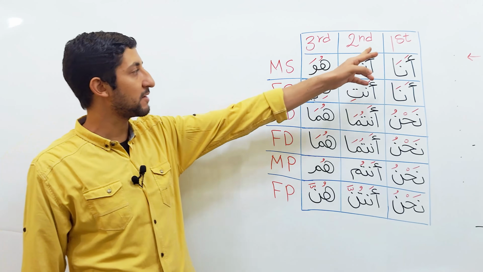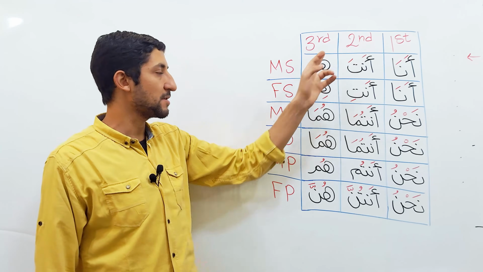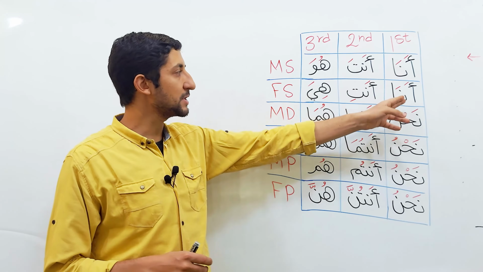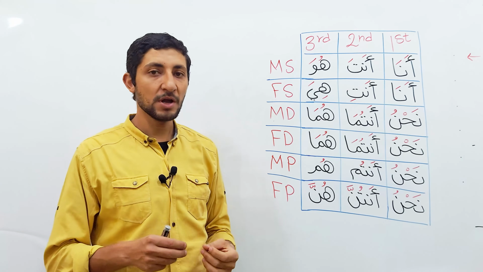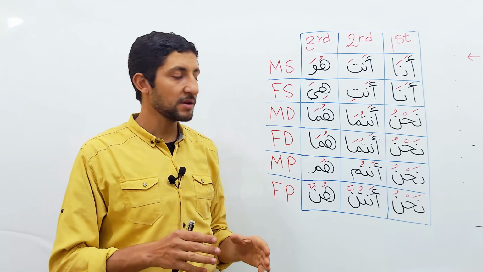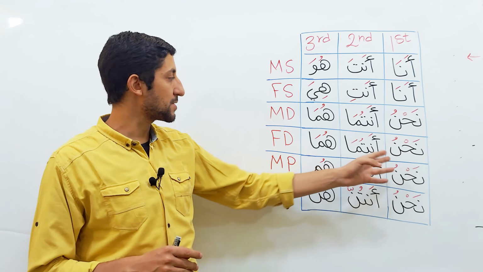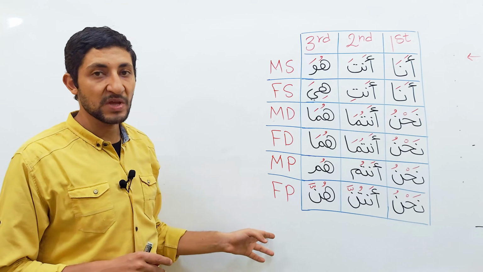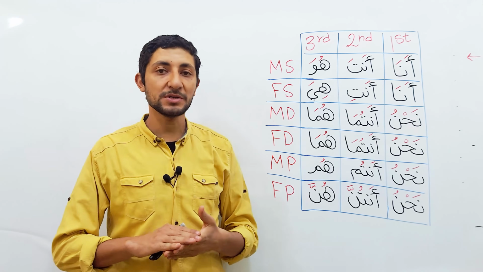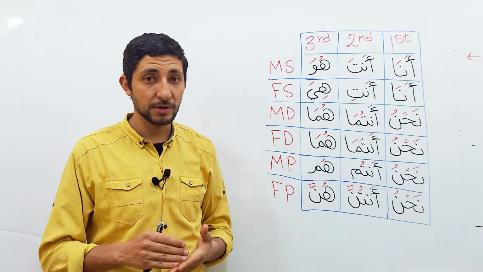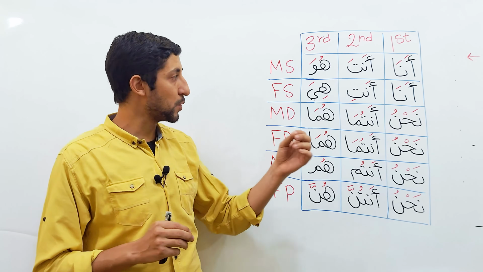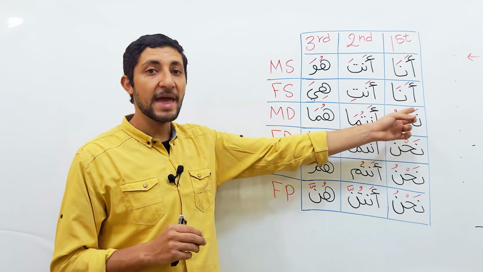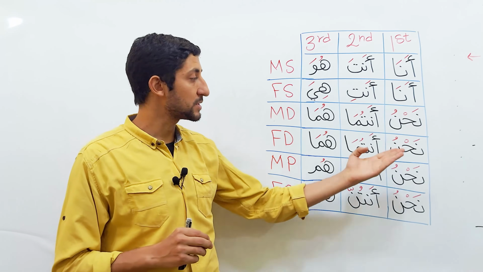And also we have first person, second person, and third person. For first person, we have only two, أنا and نحن. أنا is used for the singular, whether masculine or feminine, and نحن is used for both dual and plural. So in first person, we don't need to look for gender. As long as we check the number, it's okay. If it's 1, we only use أنا, and if it's more than 1, we use نحن.